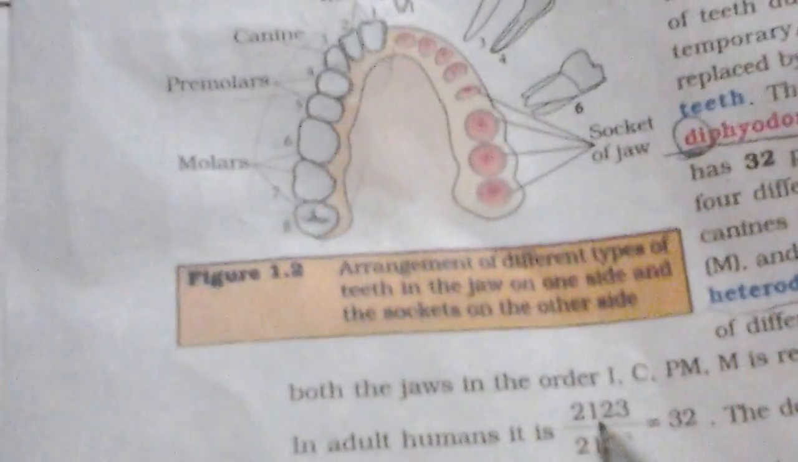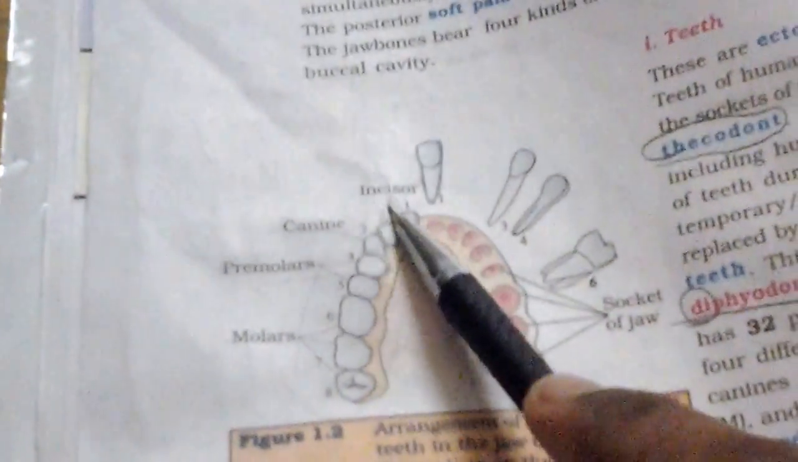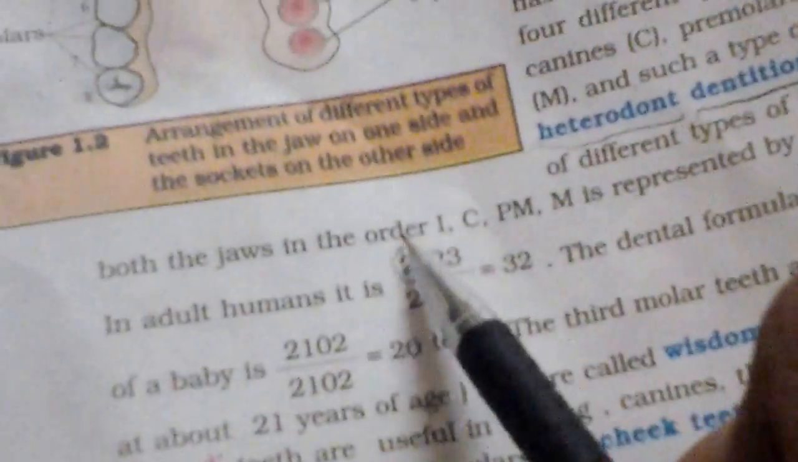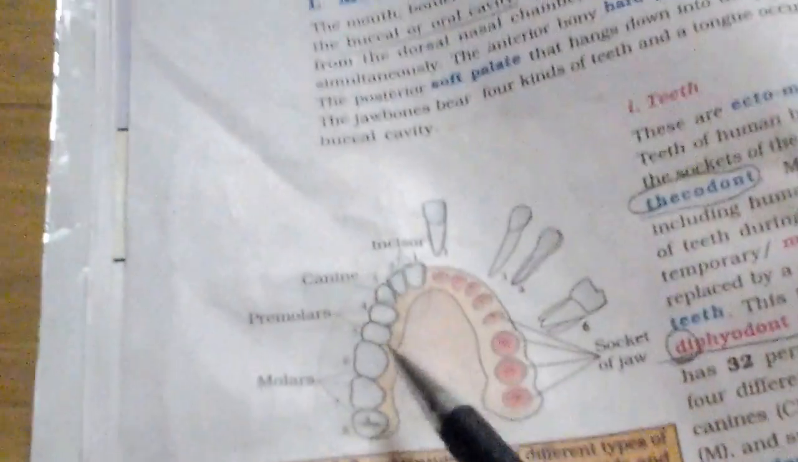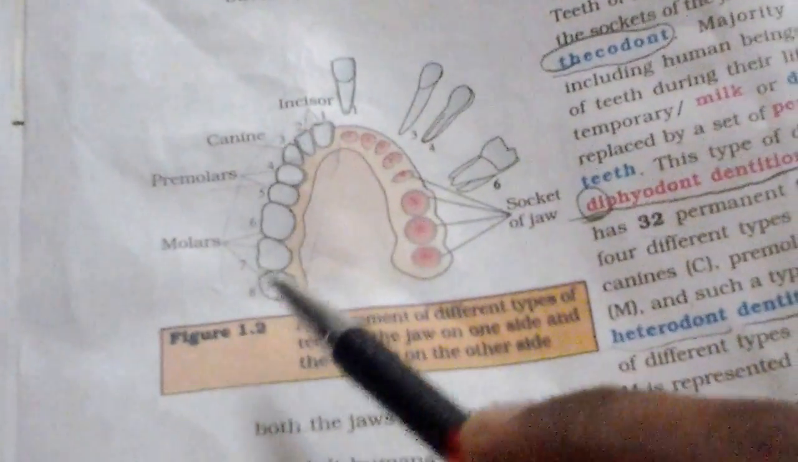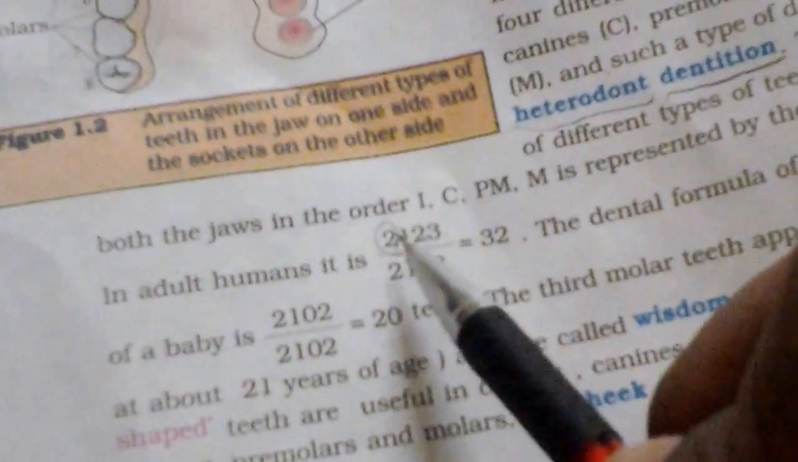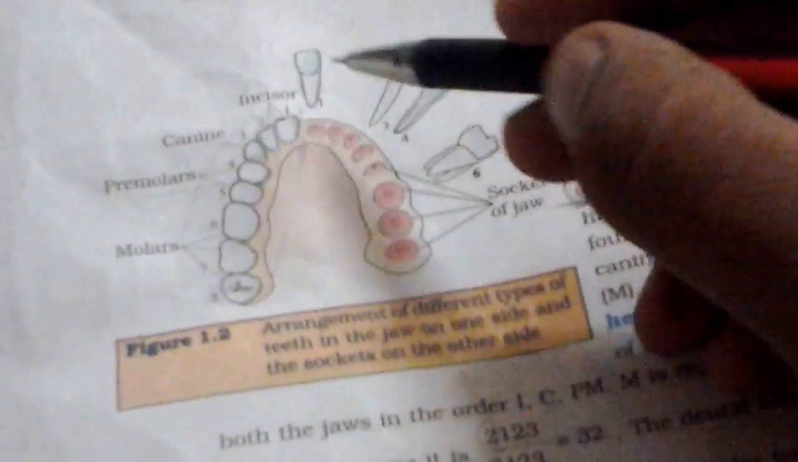It's just 2, 1, 2, 3. 2 is the number of incisors you have in your teeth. 1 is the number of canines. 2 is again the number of premolars. And 3 is the number of molars. This type of arrangement is only seen in half of your upper or lower jaw.